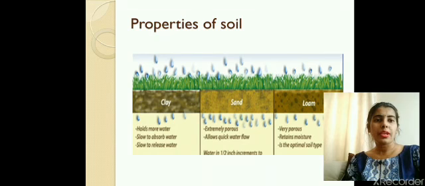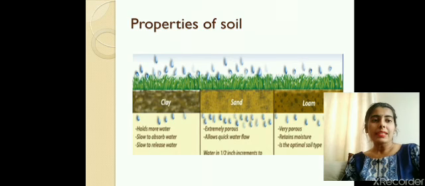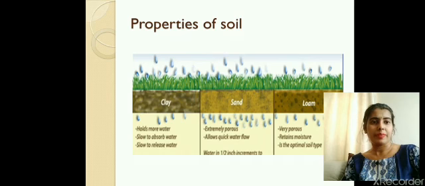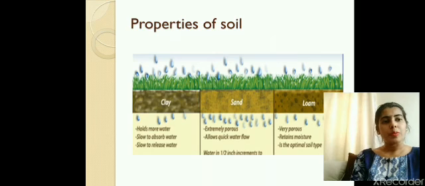Next is sandy soil. Sandy soil you must have seen in the desert areas or around the beaches. Sandy soil has a bigger size particle. It is coarse to touch. It allows a quick flow of water, and it has large air spaces in between. Next is loamy soil. Loamy soil is very porous. It retains moisture, and it is the optimal type of soil which is generally used by farmers for growing the majority of crops.